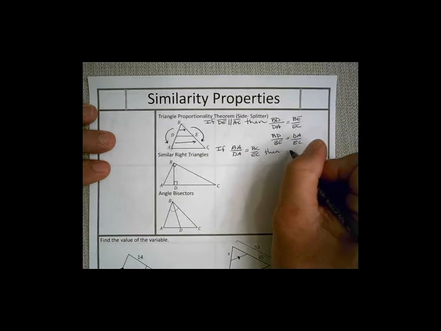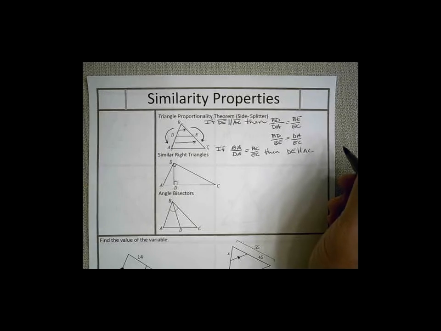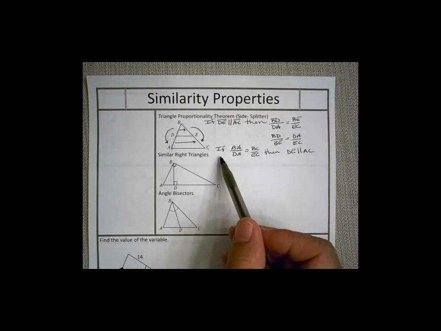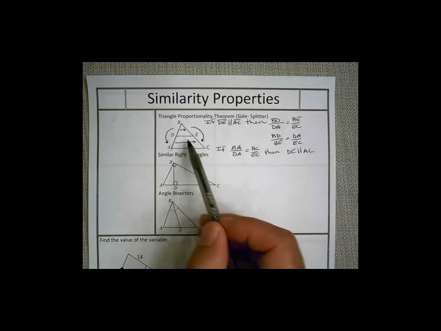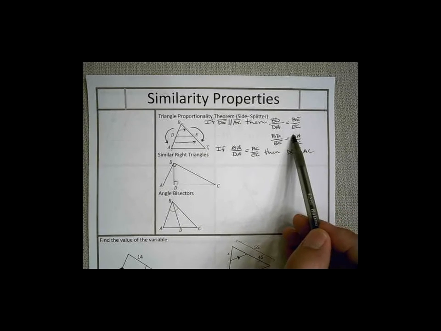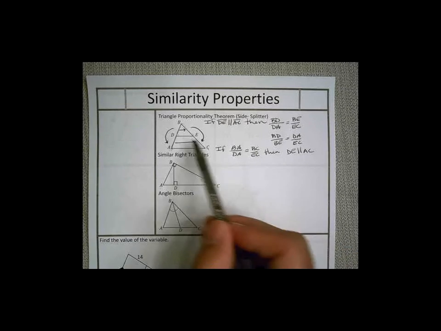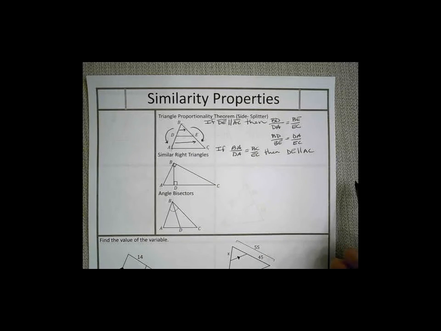we know that DE is parallel to AC. So this is the inverse. Here we say if the two line segments are parallel, then we know these two ratios will work. Here we're saying if we know this ratio works, then we know the lines are parallel. So we're just basically working backwards. Okay, so that's called the side splitter, and we're going to get some practice on that in a minute.